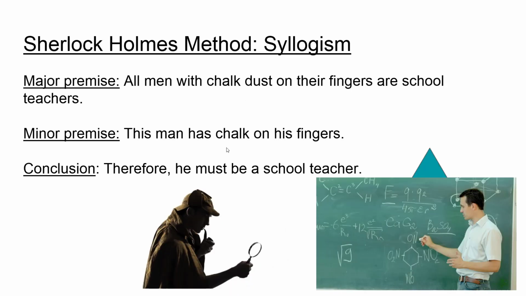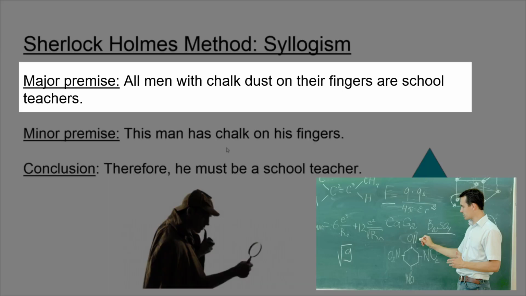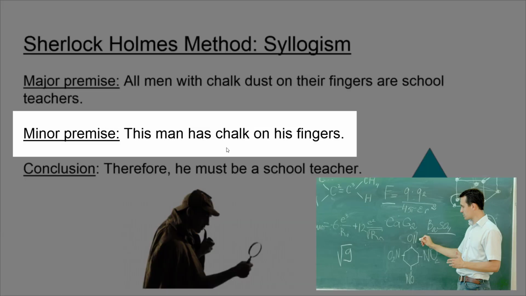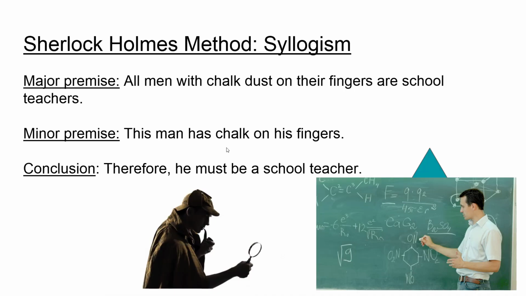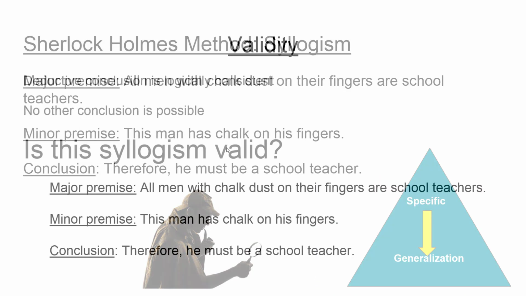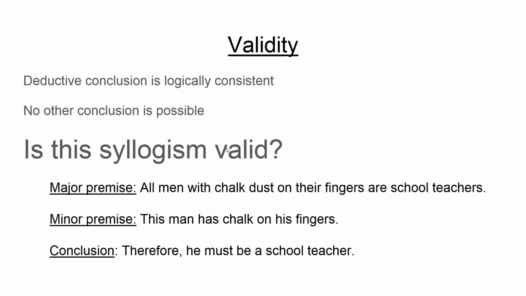For those of you who are Sherlock Holmes fans, this method, syllogism, is what he used. For example, his major premise might have been, all men with chalk dust on their fingers are school teachers. The minor premise, this man has chalk on his fingers. Conclusion, therefore, he must be a school teacher. Syllogism is valid when the deductive conclusion is logically consistent and no other conclusion is possible.